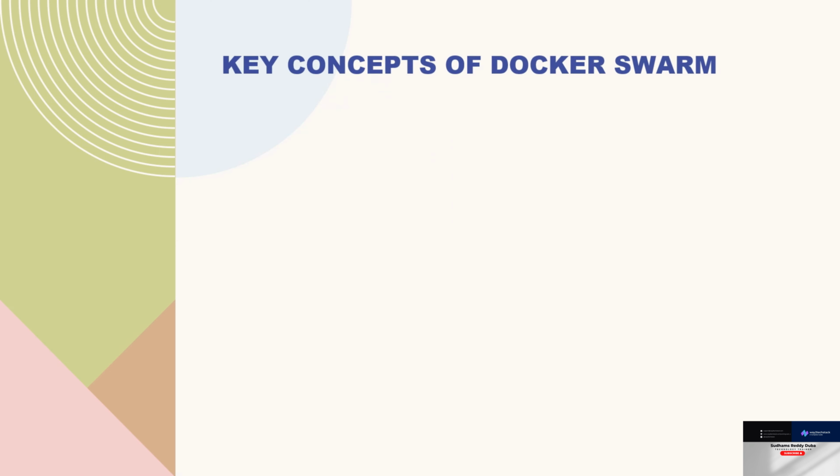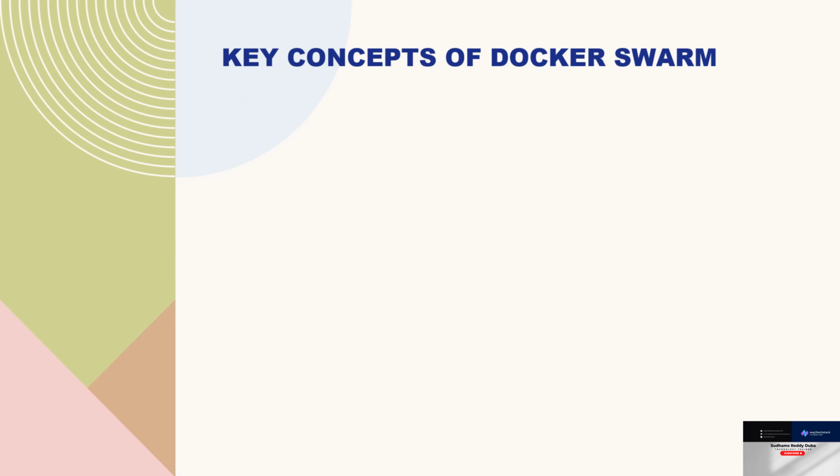Now, let us understand the key concepts we have in Docker Swarm. First one, as I told you, it works on a master and slave basis. We can also call it master and worker, or manager and worker. Now on those nodes, we have to install Docker Engine. Without doing that, we can't create a Swarm cluster. That is the first point we need to remember.